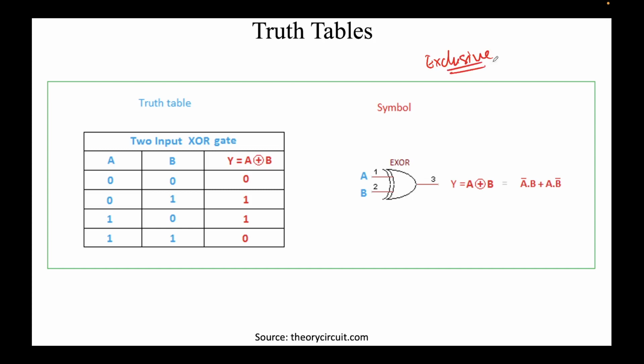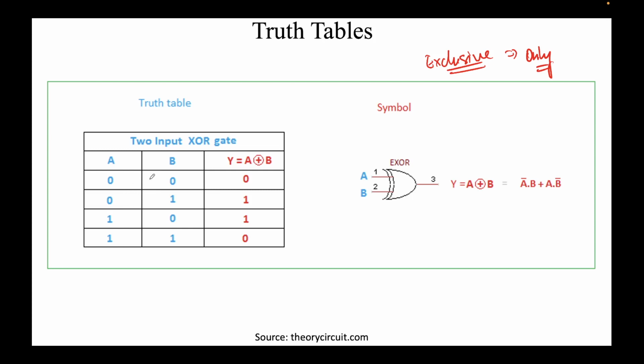Exclusive, in very blunt English, means alone or only. This means the output will be high only when only one or an odd number of inputs are high. So this is a 2-input XOR gate. Only when exactly one input is high, the output will be high.